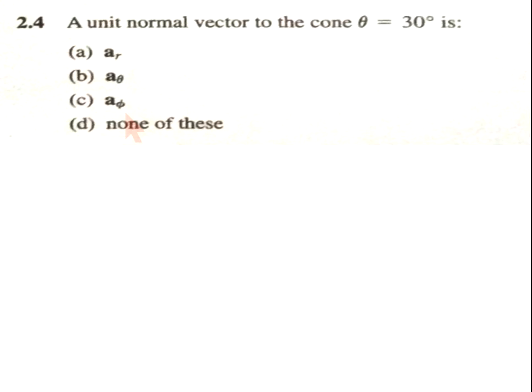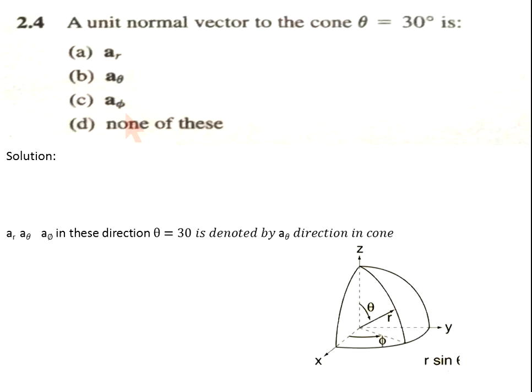Now, 2.4. A unit normal vector to the cone theta equals 30 degree is. This is a simple question. Okay. Now, a_theta, a_phi: in these directions, theta equals 30 is denoted by the a_theta direction in the cone. So the cone is made like this. This is the reference of the cone, that is circulated in the whole path. So normal to this cone is only one direction, that is the a_theta direction. So the answer is B.